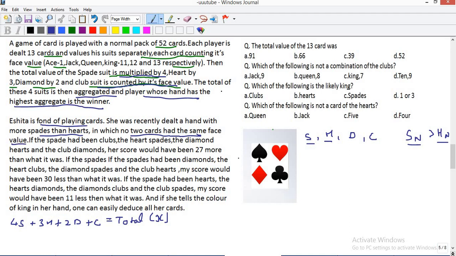What does that mean? She has got 13 cards, out of which a few are spades, a few are hearts, a few are diamonds and a few are clubs. But no 2 cards have the same face value, so that means she has all the cards starting from ace, 2, 3, 4 and so on till king.